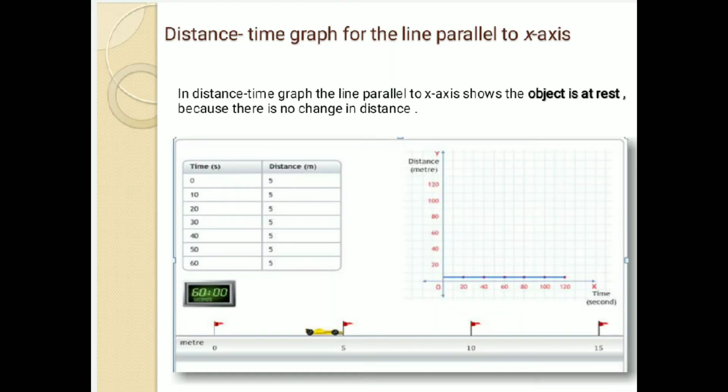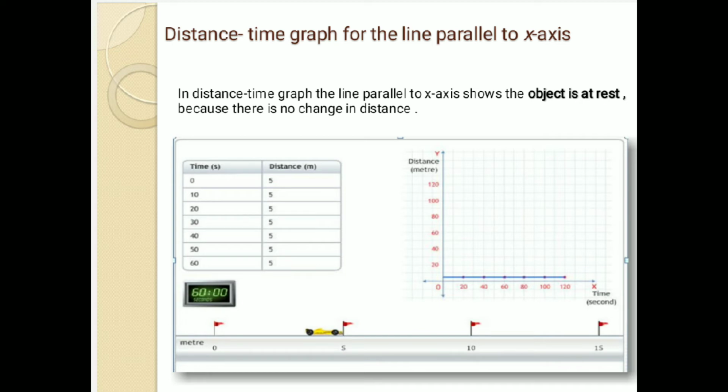Next one, if in a distance time graph the line is parallel to the x-axis, what does it indicate? It indicates the object is at rest. In a distance time graph, a line parallel to the x-axis shows the object is at rest because there is no change in distance. Is it clear? So this is about the distance time graph.